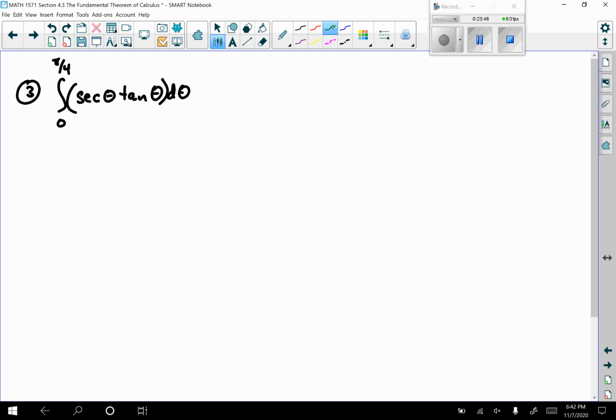All right, so let's take a look. If you went back through your notes, your list, if you take the derivative of secant x, you get secant x tangent x. So the antiderivative here is just going to become secant theta, and we're going to evaluate this from 0 to pi over 4. All right, so this means we get secant of pi over 4 minus secant of 0.